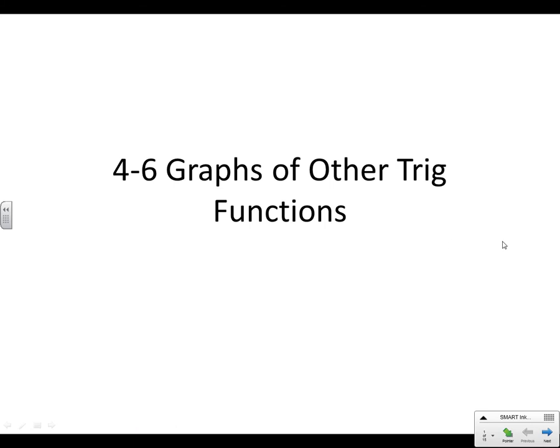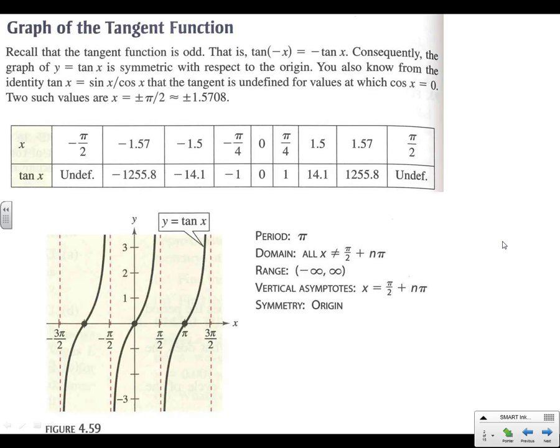Alright, so last chapter we learned how to graph sine and cosine functions, and so this chapter we're going to do the rest of them. Tangent, cotangent, secant, and cosecant. So we're going to start with tangent, and so we'll see the graph here of tangent.